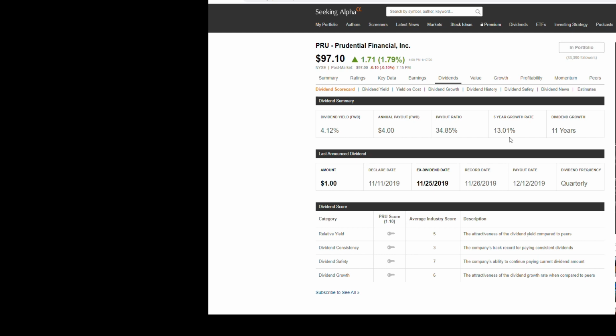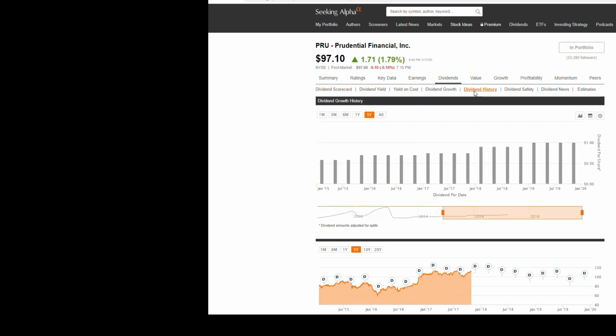Next, I look at the dividend growth rate, and I like to see that they are growing the dividends, since that goes in line with the whole strategy of dividend growth investment. Second, I look at this pattern saying how long they have been growing their dividends for, in this case 11 years. Next, I like to take a deeper look into the dividend history and see how it is.